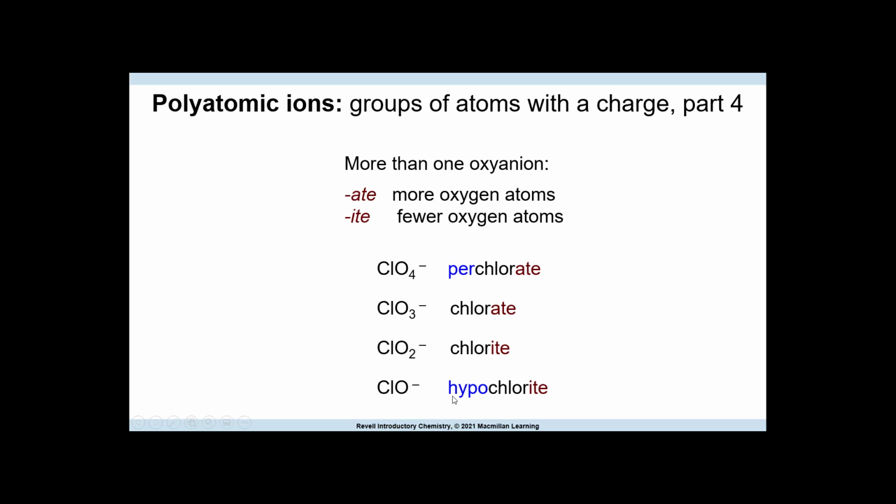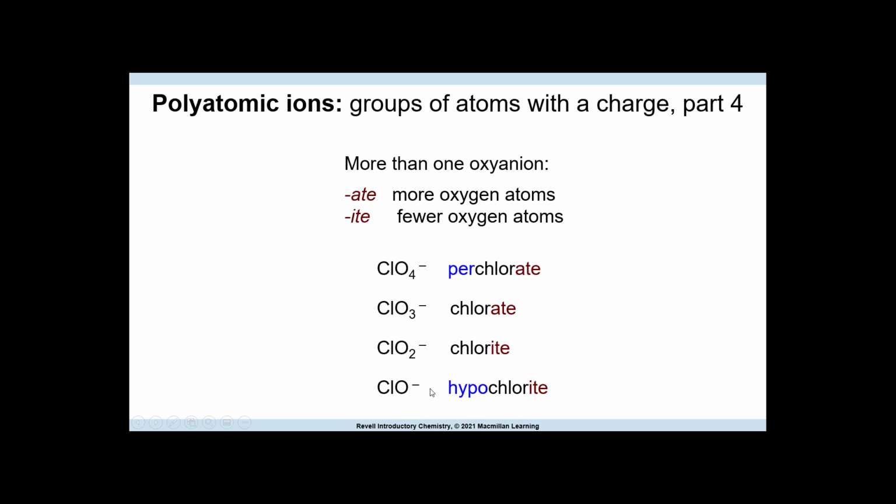So we add the prefix per, which is in blue, which means more than. So this means it has more than chlorate. And then we add the prefix hypo, which means below. So it has fewer than chlorite. So hypochlorite has fewer oxygens than chlorite. This one has 1 oxygen, that's hypochlorite. This has 2 oxygens, that's chlorite. 3 oxygens is chlorate. 4 oxygens is perchlorate.